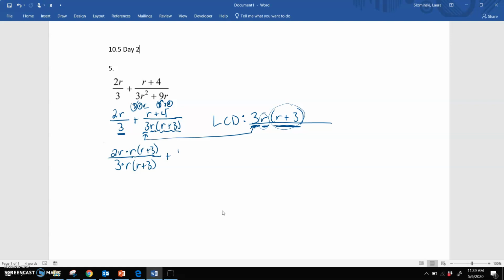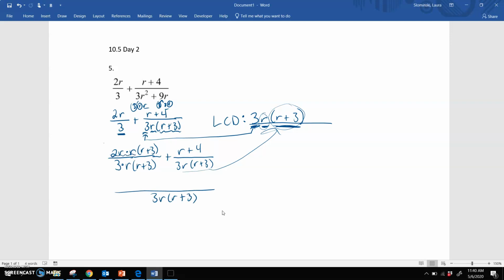Then plus, my second fraction has an r plus 4 over 3r times r plus 3. So this, though, 3r times r plus 3, is the entire LCD, so I don't actually have to do anything to my second fraction. All right, so here we go. Now I can write it as a single fraction with 3r times r plus 3 as the common denominator.